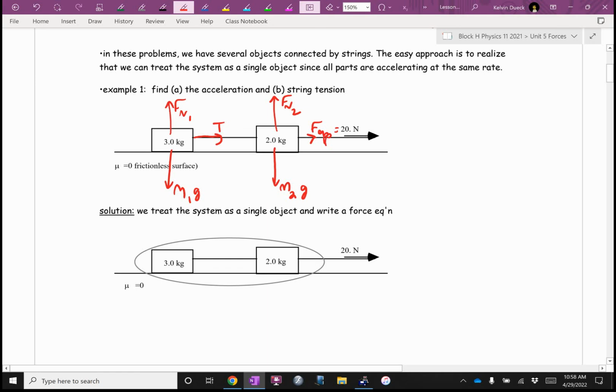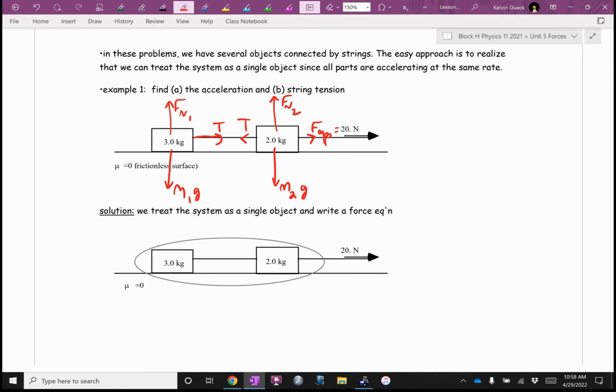I'm missing one more force. Can anybody see it? There is going to be a force to the left. This right here is a consequence of Newton's third law. Forces come in pairs. The rope tugs on the 2 kilogram mass, and the 2 kilogram mass tugs back on the rope on the 3 kilogram. They're tugging on each other. Okay, there's our free body diagram.